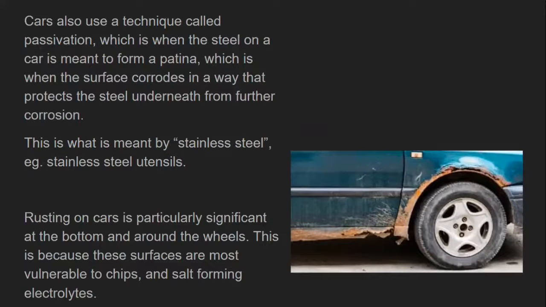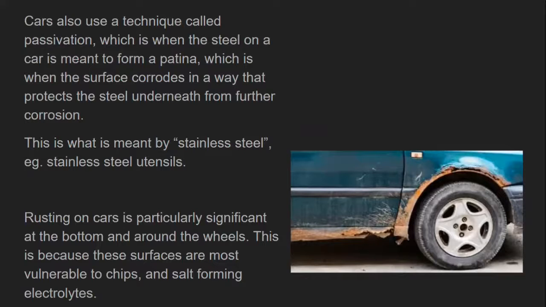Cars also use a technique called passivation, which is when the steel on the car is meant to form a patina, which is when the surface corrodes in a way that protects the steel underneath from further corrosion. So this is what is meant by stainless steel. For example, stainless steel utensils have undergone a controlled passivation, which is they've corroded on the surface, but in a way that protects the rest of it from corroding further.